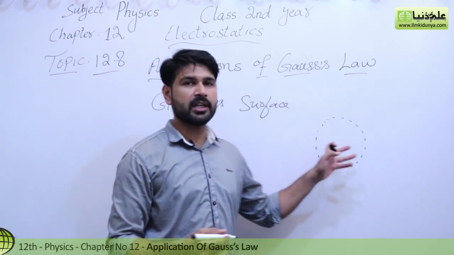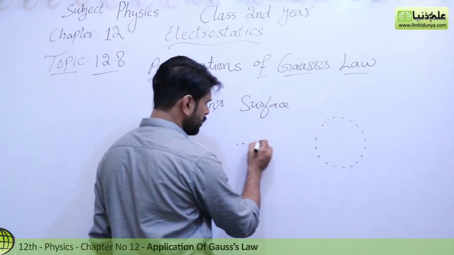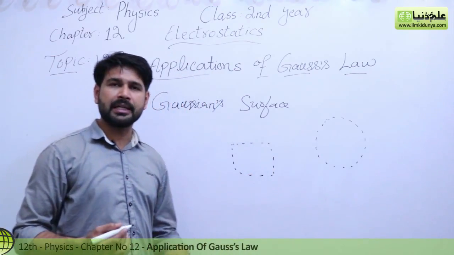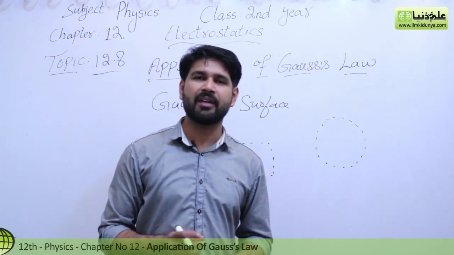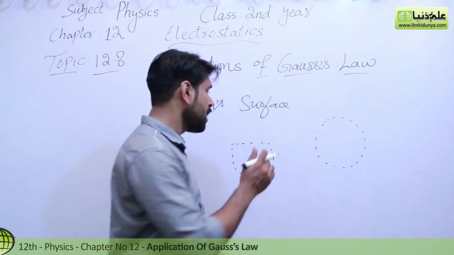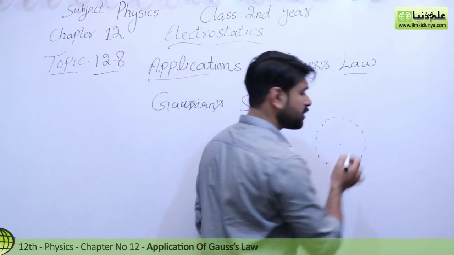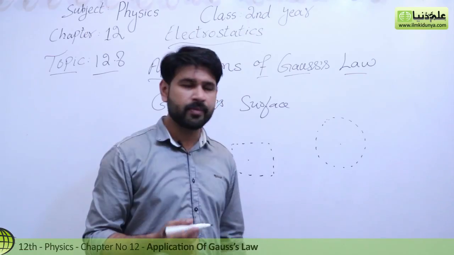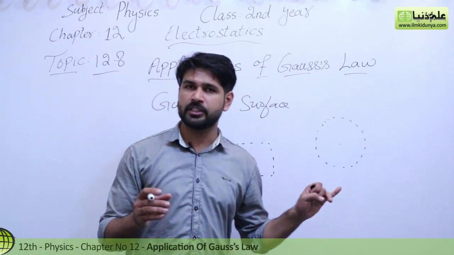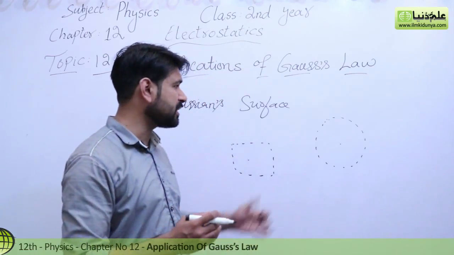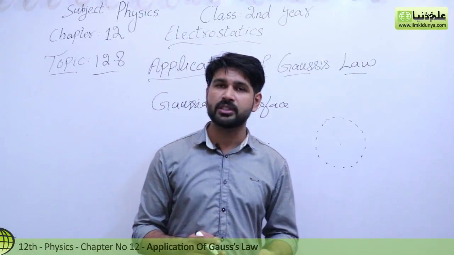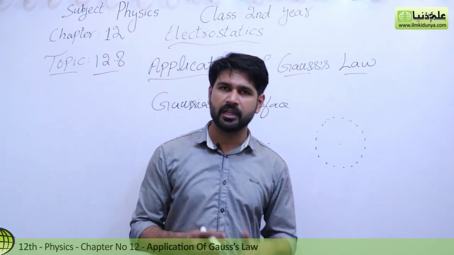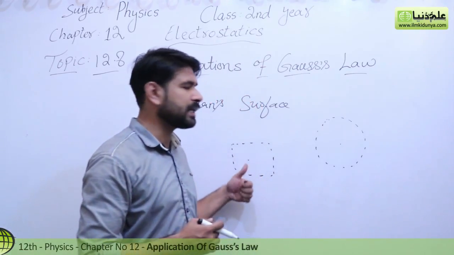It might be spherical, or a square form, a box form, or a rectangular form, but it should be a closed surface. It must have a unit positive charge. It must have a point through which we are going to find the electric field intensity E. So the Gaussian surface is an imaginary surface enclosing a point through which we intend to find the electric field intensity.